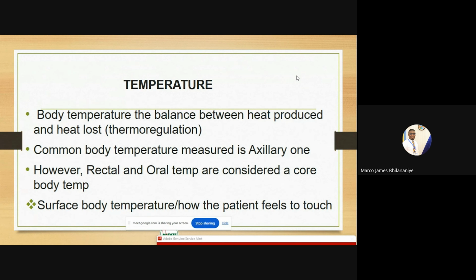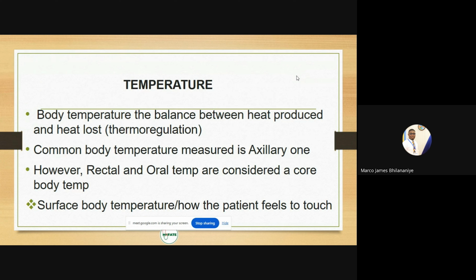So this is the body temperature, which is defined as the balance between the heat produced and the heat lost, the thermoregulation. In our critically ill patients, whenever we are monitoring the patient, we rely on the axillary temperature. However, the rectal and the oral temperatures are considered the core temperature, but we are not usually measuring those. The axillary temperature is affected by the surface and the exposure of the patient to the environment.